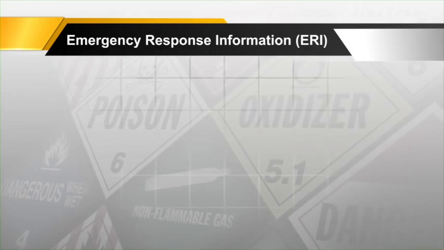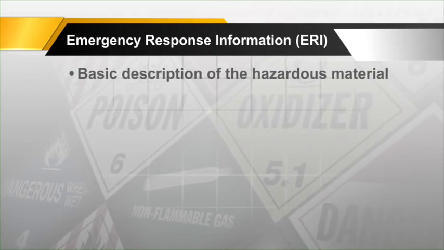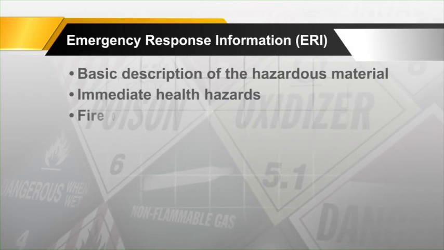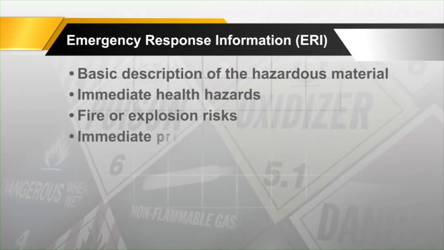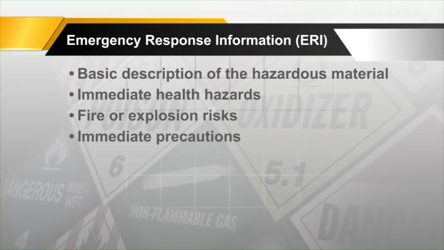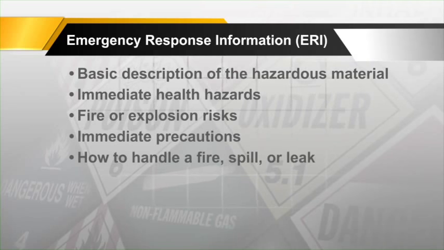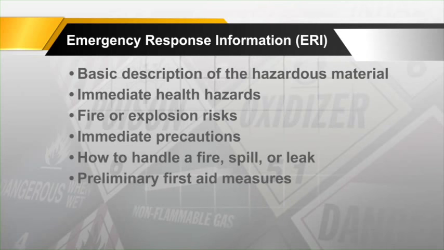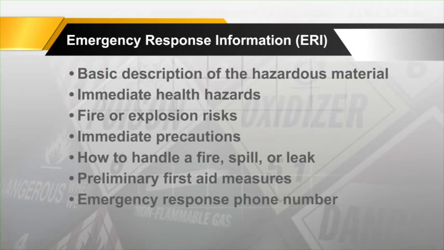It's the shipper's responsibility to prepare the shipping papers, but drivers and anyone else involved with the hazardous materials shipment must know how to read and understand the information entered on the shipping papers. One area you should pay particular attention to is the emergency response information requirements. At a minimum, you should receive the basic description of the hazardous material, the immediate health hazards, fire or explosion risks, immediate precautions to take in the event of an incident, how to handle a fire, spill, or leak, preliminary first aid measures to take, and an emergency response phone number.